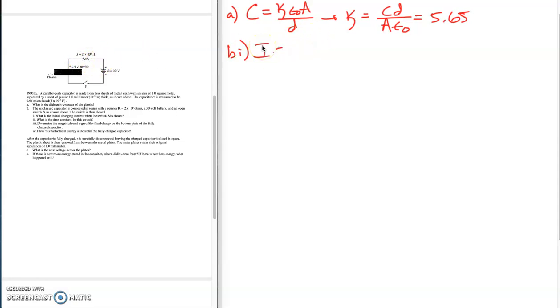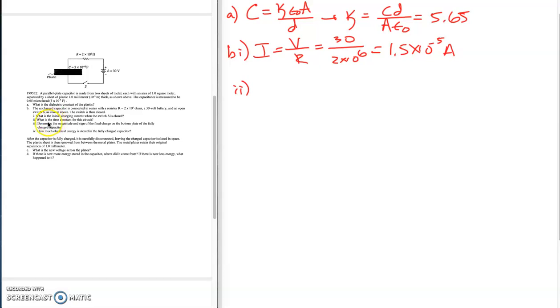So the initial charging current is going to come from Ohm's law, which is V equals IR. And then they tell us what V is, and they tell us what R is. So we get 1.5 times 10 to the minus 5th, and you need to have units on this because it's a numerical answer of amps.